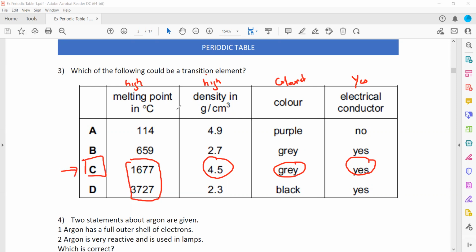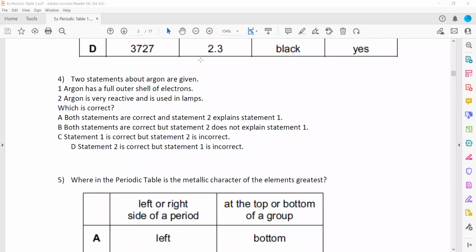So this is a common characteristic for these transition elements. Is it clear? Question 3, that is how we work out which could be a transition element. So these are the basic characteristics of the transition element.